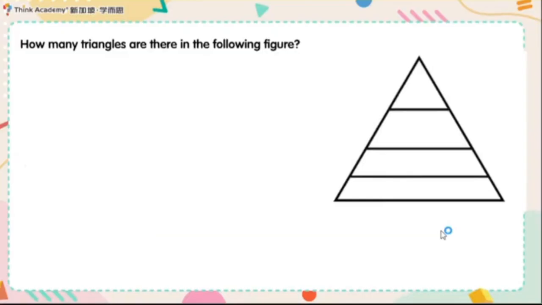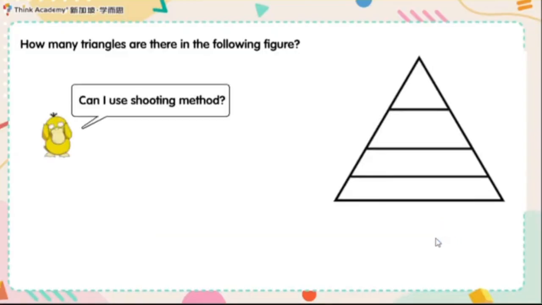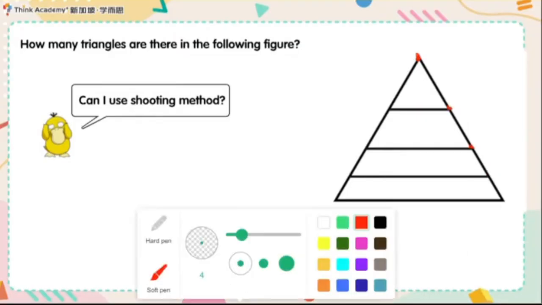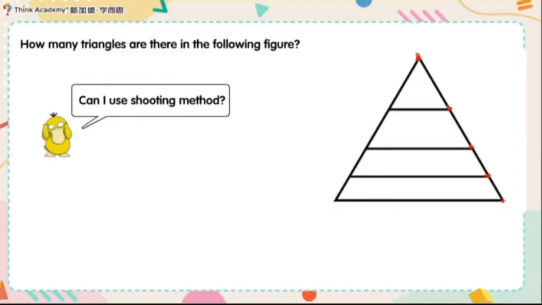How about this one? Can I use the shooting method for this triangle? Now, the difference between this triangle and the previous triangles is that I still have points lying on the same side, but are they shooting towards the same peak? Are they shooting towards the same opposite point? They are not. So instead, the triangles are in layers. If they are in layers, then you need to count layer by layer.